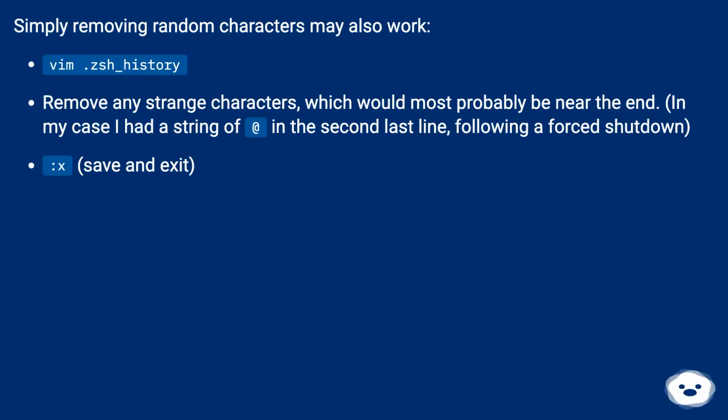Simply removing random characters may also work. vim .zsh_history. Remove any strange characters, which would most probably be near the end. In my case, I had a string of it in the second last line, following a forced shutdown. Type :x, save and exit.